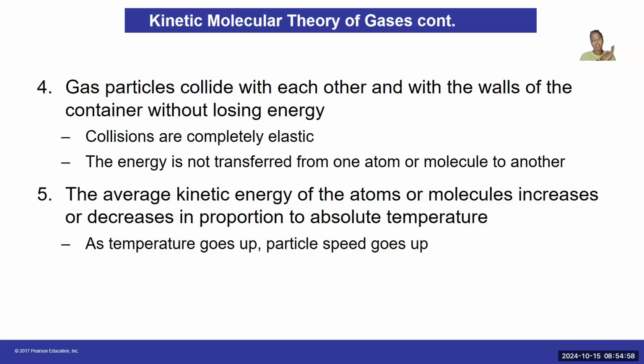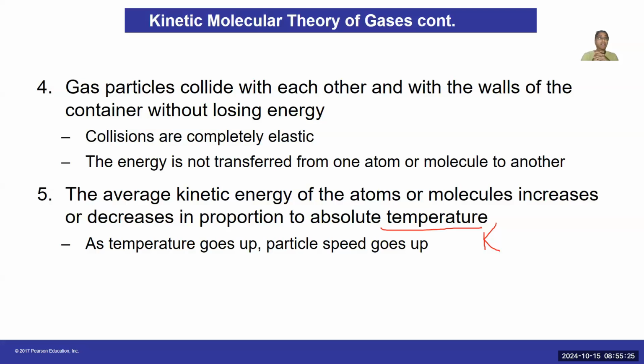The last postulate, number 5, is that the average kinetic energy of the atoms or molecules, or the particles of gas, increases or decreases in proportion to the absolute temperature. What this means is that whenever we're doing any calculations with these gases, and we'll look at gas laws, we're always going to use the Kelvin temperature scale.